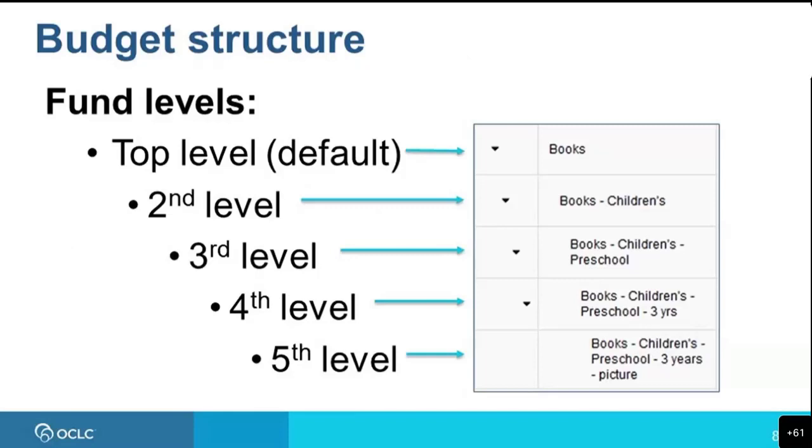For your budget structure, you can create up to 5 levels of funds. Now, there's a few things to understand about the fund levels. First, only the top level fund is required. Second, third, fourth, and fifth level funds are optional. A second level fund is a child to its top level fund. Third level fund is a child to its second level fund, and so on. And you would see on the budget and acquisitions, these are indented under their parent funds.